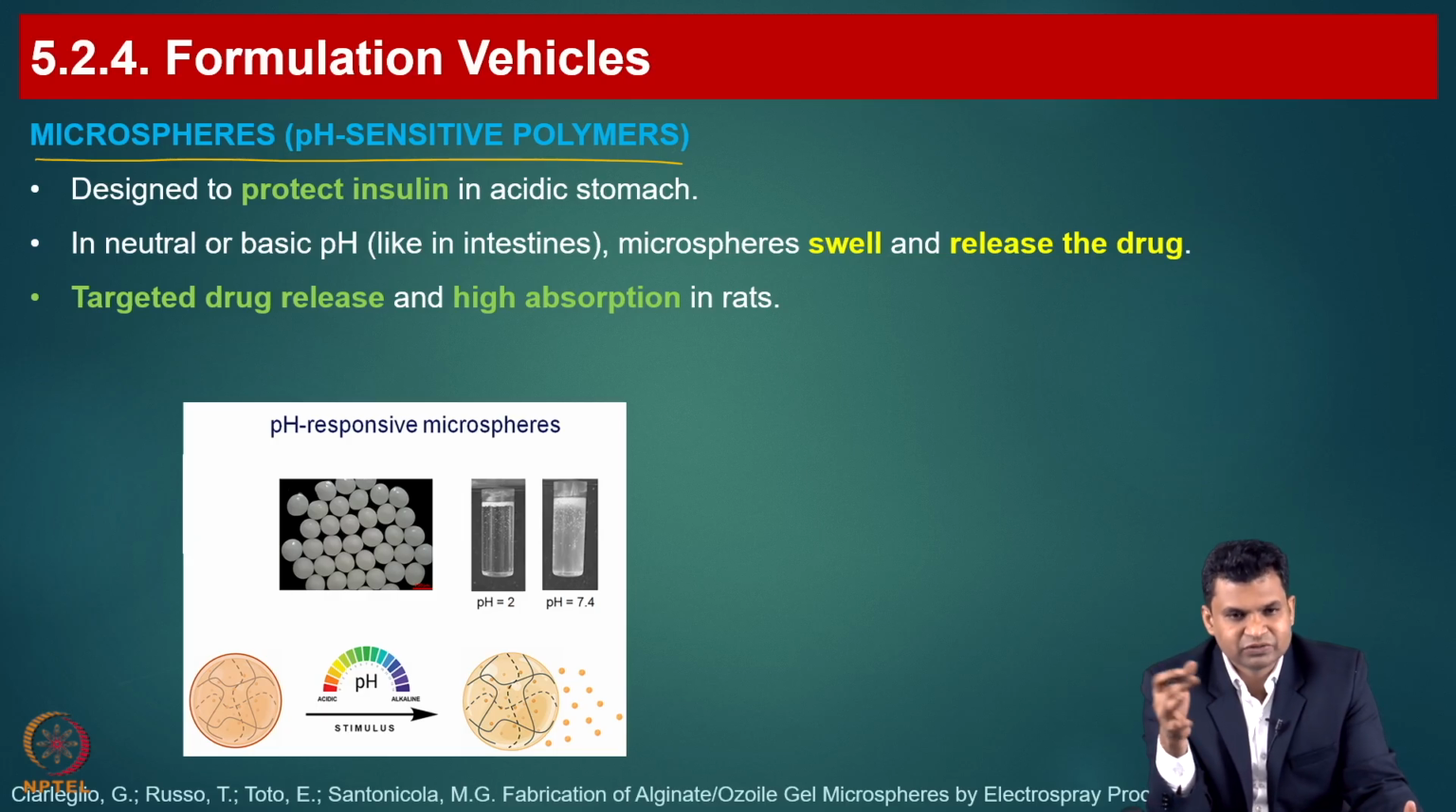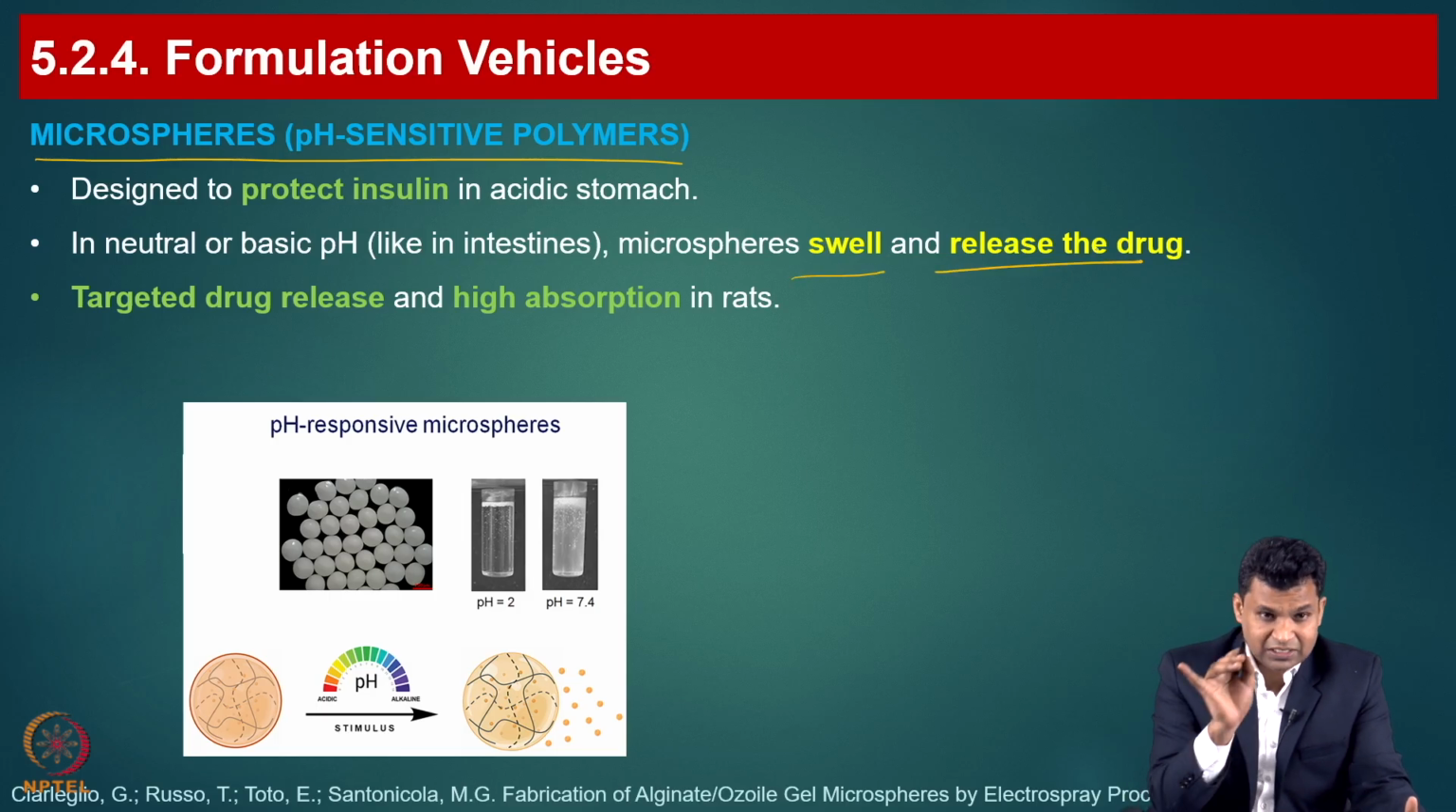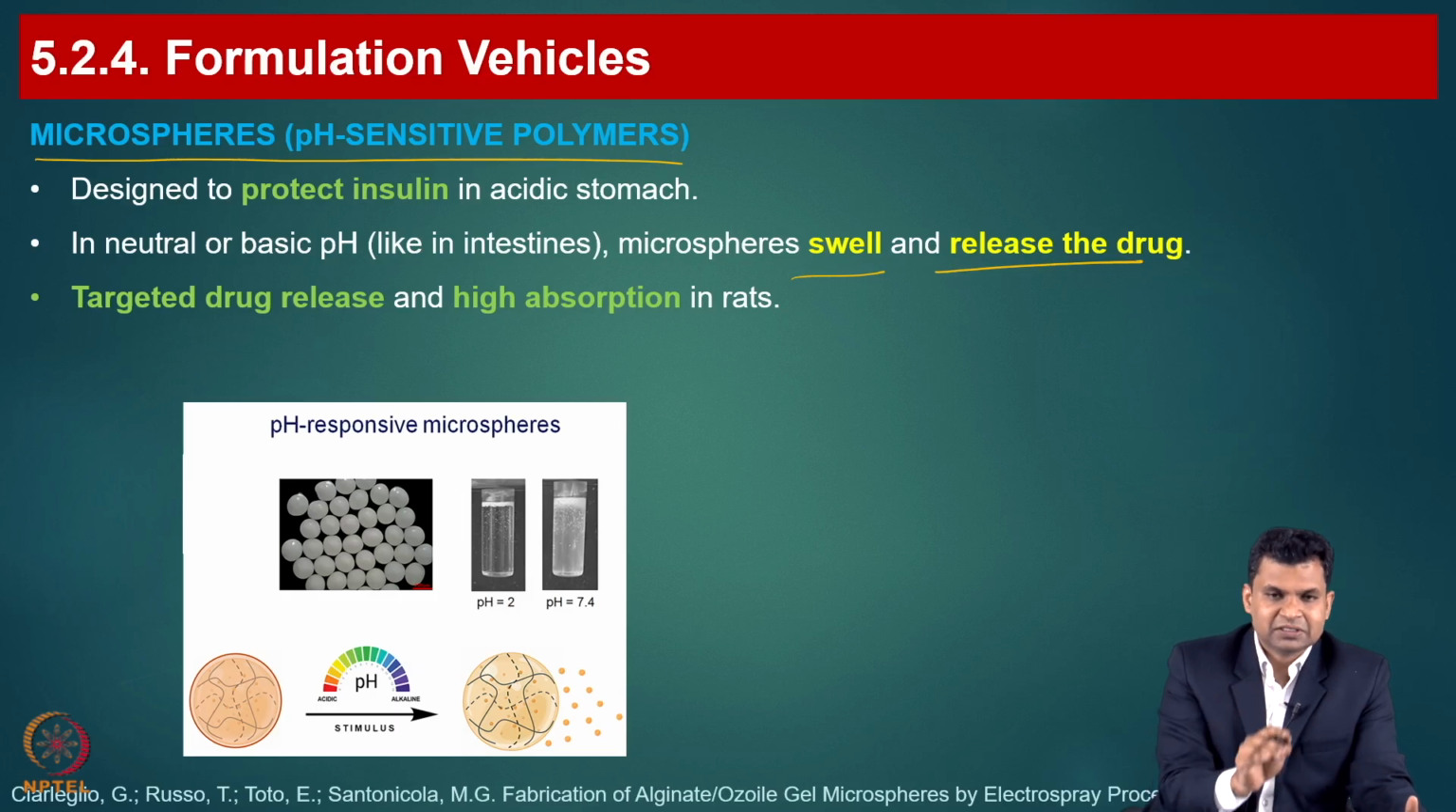like in Eudragit, we also get various types of pH sensitive polymers which we can use. We can load your molecule, which will not release in the acidic condition, and not only that, in the basic condition, or you can say intestinal pH, the drug will release slowly, that will help us with controlled release. So, this will swell and release the drug and also protect from all types of physiological as well as environmental conditions. So, targeted release is possible, with high absorption.